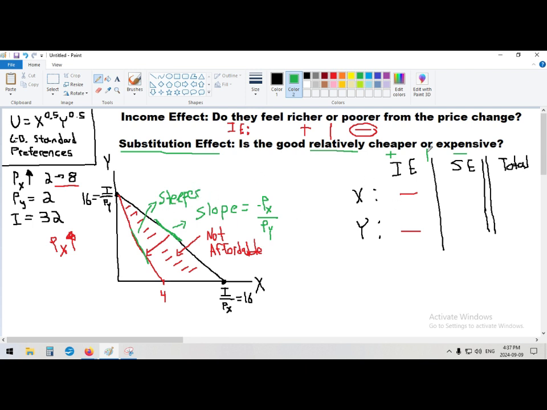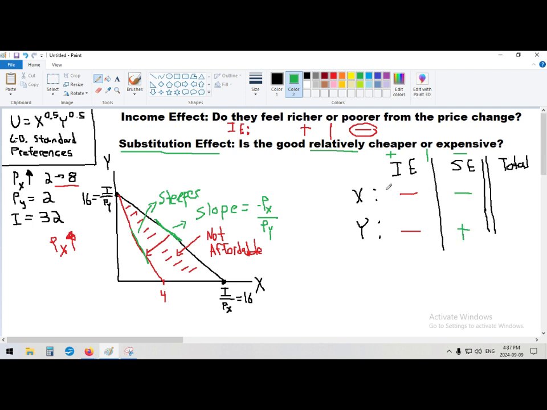So in terms of good x, it's pretty straightforward. Did it get more expensive or cheaper? Well, it got more expensive. It went from 2 to 8. So that one's going to be a negative substitution effect for x. And then for y, that's where the keyword relatively comes in, because its price didn't change. It stayed the same at $2, but it's relatively cheaper now. So it's going to have a positive substitution effect here.